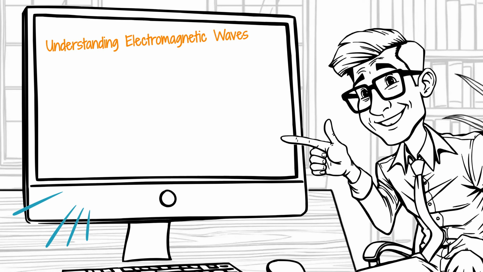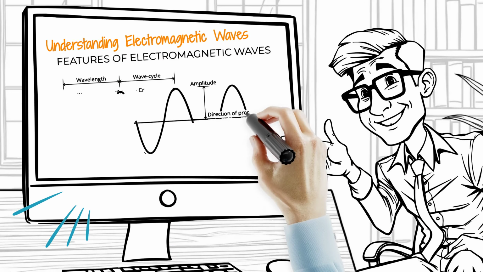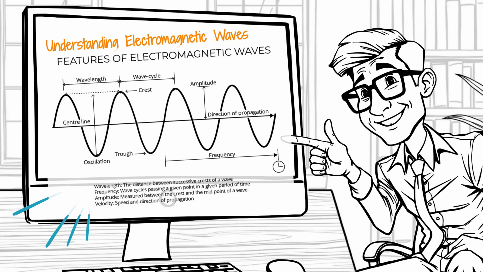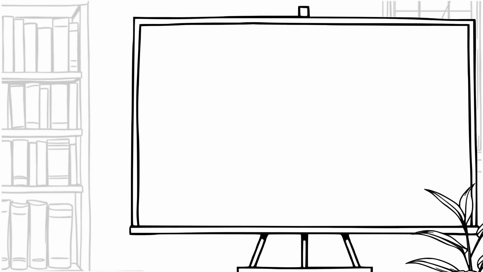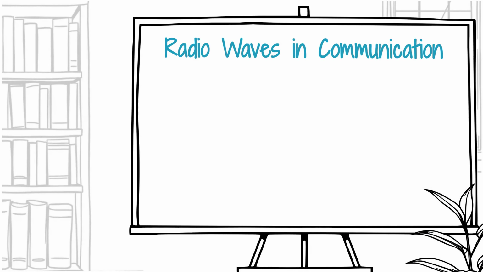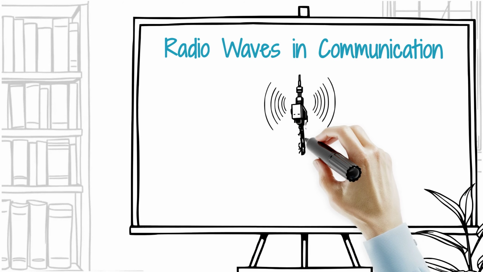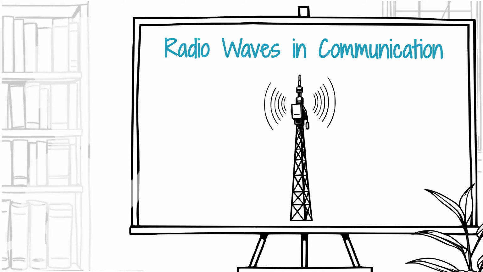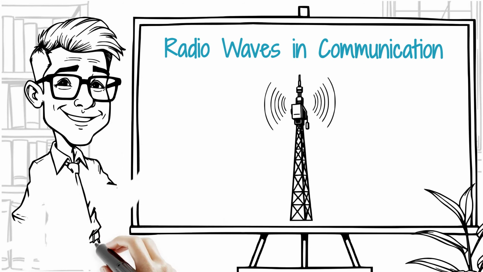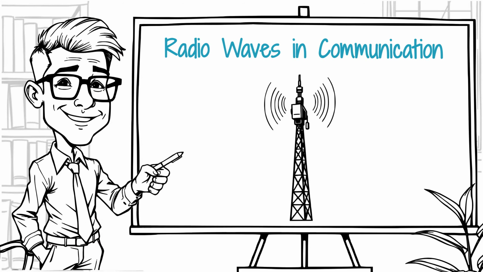Let's begin with the electromagnetic spectrum, which encompasses the entire range of electromagnetic waves. At one end, we have long-wavelength, low-frequency waves, like radio waves. These waves are ideal for broadcasting and communication because they can travel long distances and penetrate through obstacles with ease.